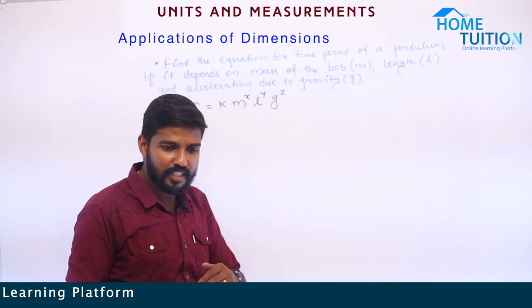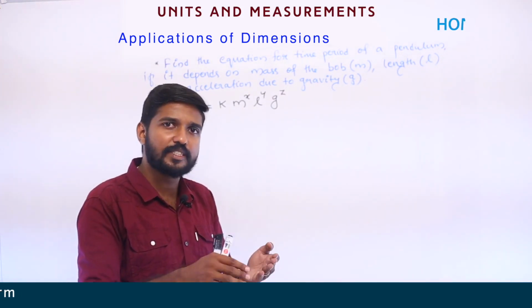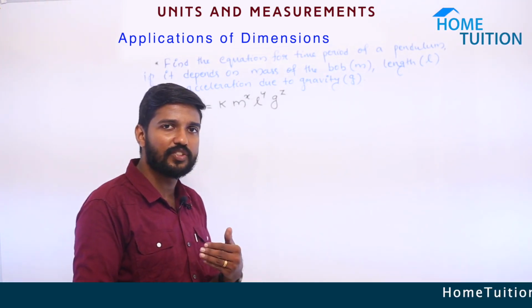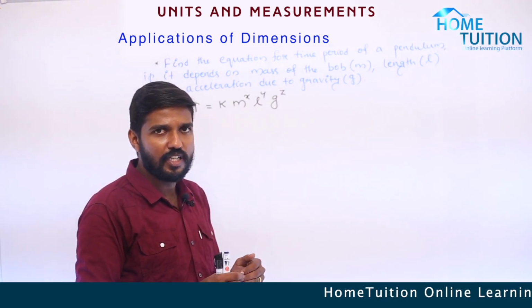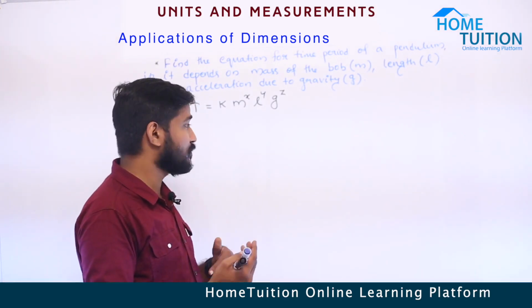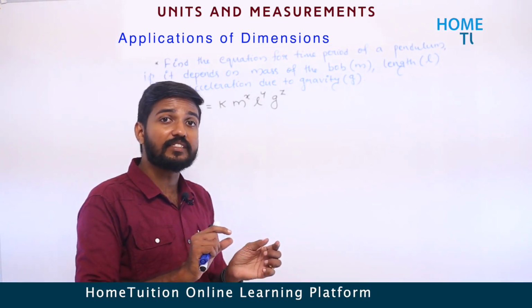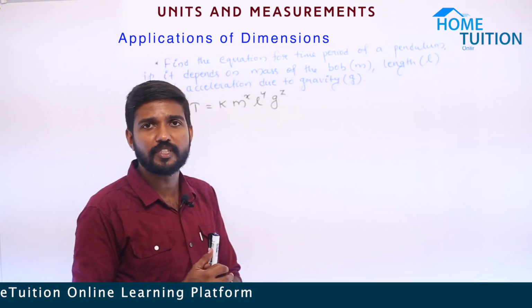Okay, so the dependence of a quantity, that is the time period, can be expressed as the product of k, m raised to x, L raised to y and g raised to z, where m, L, g are the quantities. I mean, m is mass, L is length and g is acceleration due to gravity. x, y and z are some exponents, that is powers of mass, length and acceleration due to gravity respectively.